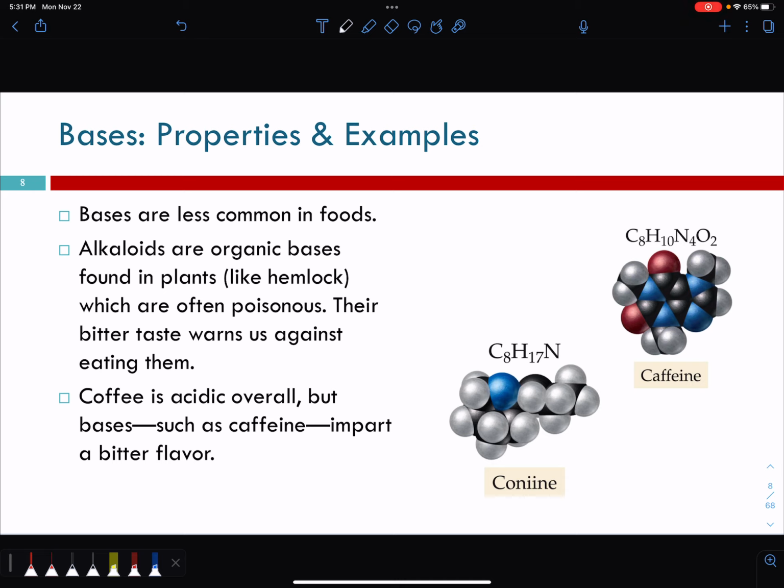Bases are less common in foods because they're bitter, and we don't generally like bitter flavors. A lot of alkaloids, which are bitter, basic compounds, are found in plants which are poisonous, so it's a warning to not eat them. Yet a solution of coffee is generally acidic, but caffeine gives it the bitter flavor.